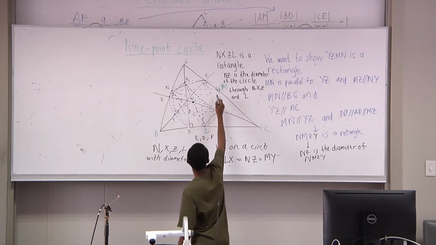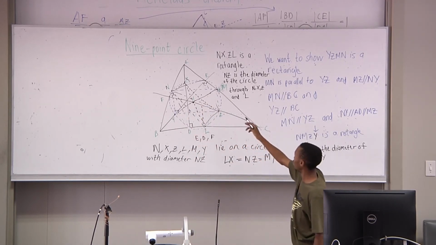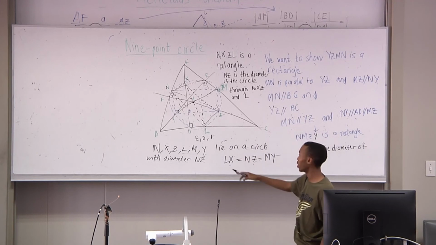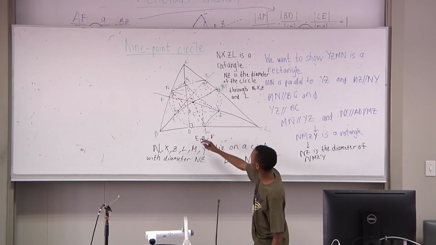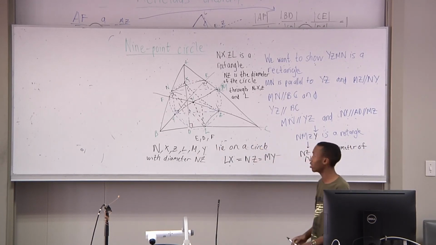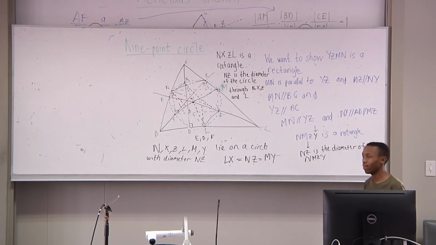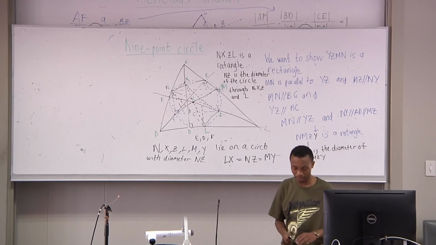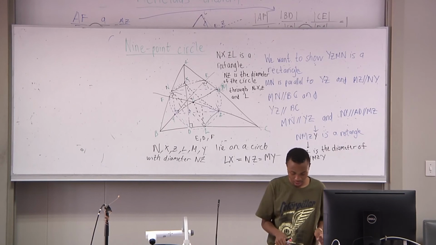Since MY subtends the angle E at 90 degrees, that point also lies on the circle with diameter MY. Therefore, E also lies on that circle. Similarly, D also lies on that circle, and F lies on that circle. So all of these 9 points lie on that circle. So that's the 9-point circle.